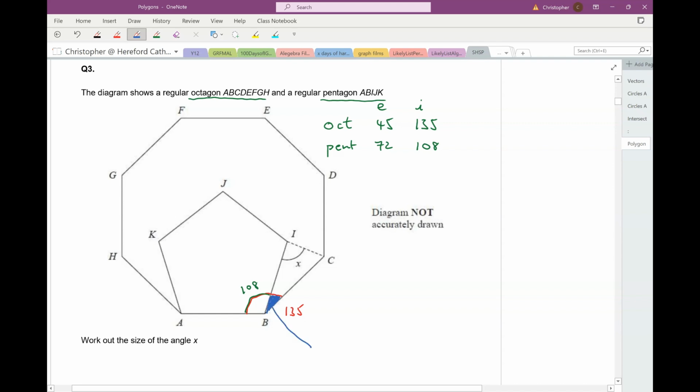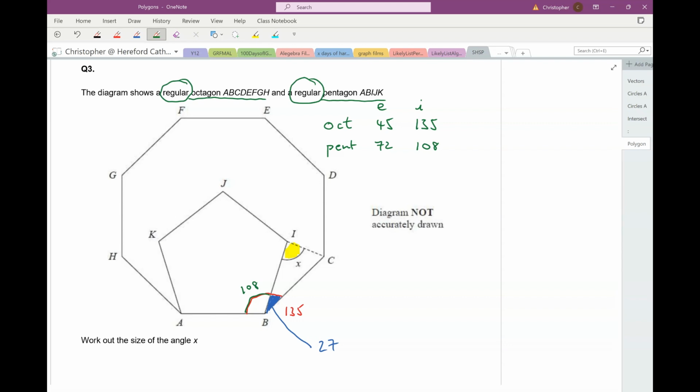So that blue angle there is going to be 27 degrees. Well, that's all very well, but how now am I going to find the angle X? That's this angle here. Well, it relies on you being sure about this word regular. You see, it's a regular octagon, so all its sides are the same length, and it's a regular pentagon, so all its sides are the same length.